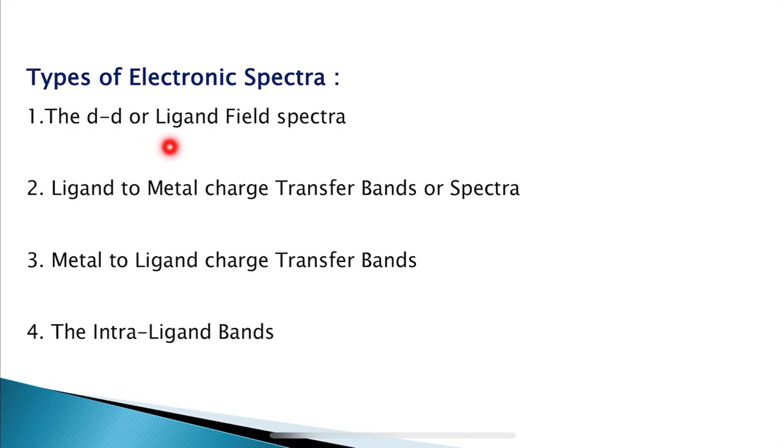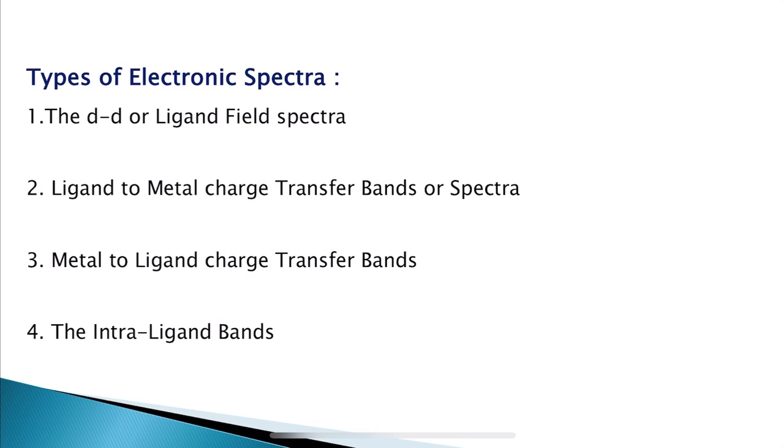The first one is d-d or ligand field spectra. The second type is ligand to metal charge transfer bands or spectra. We can call them bands or use the word spectra. The third is metal to ligand charge transfer bands, and the fourth is intra ligand bands. These are the different general types of electronic spectra we observe. Now let us see one by one, starting with d-d or ligand field spectra.